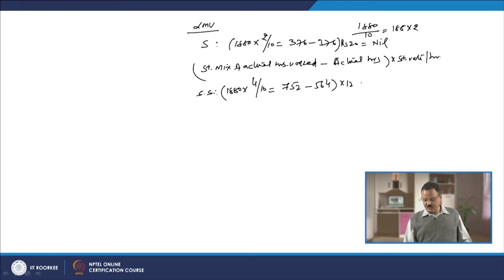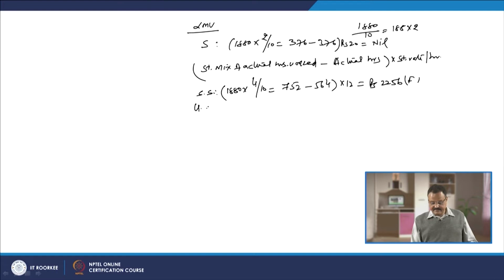You multiply it by rupees 12, because the standard price was rupees 10, actual was 14, but the standard price was 10. So, in this case, this variance comes up as 752 minus 564 into 12, this variance becomes rupees 2256, and this is the favorable variance, because standard time was more, actual time used is less. So, the semi skilled is the favorable variance.